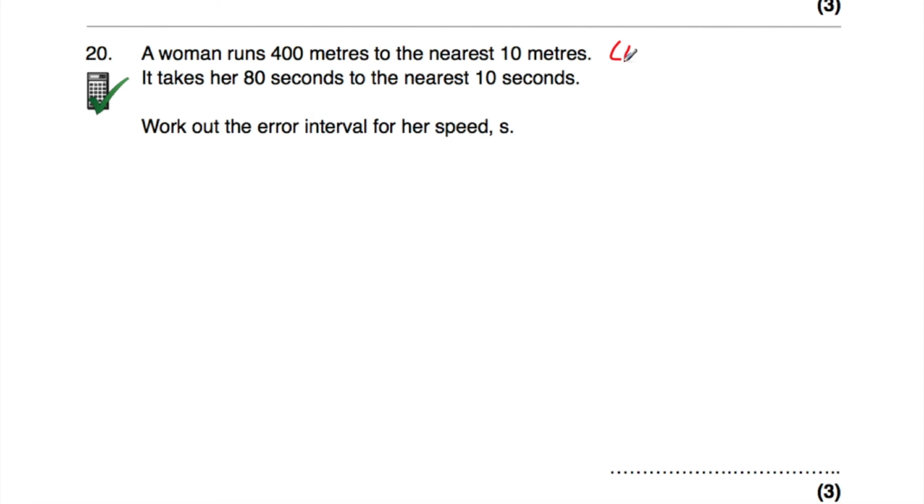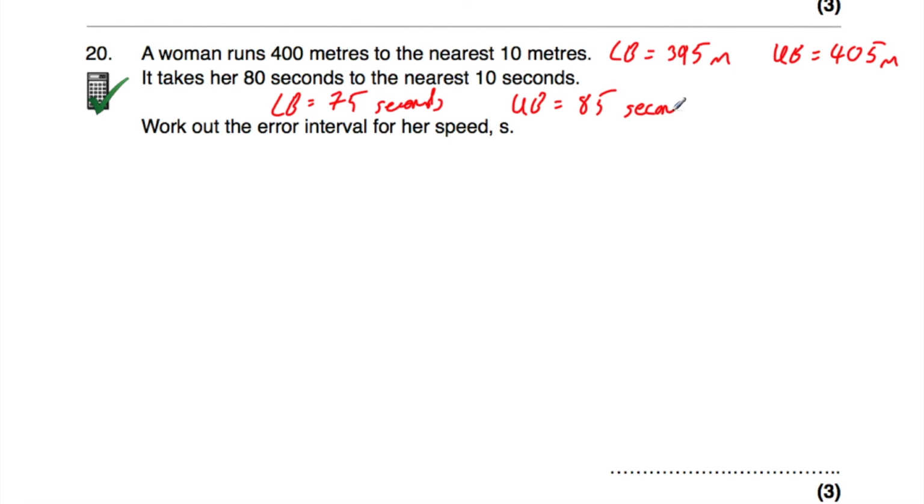So that means the lower bound for the distance she ran would be 395 meters and the upper bound, the boundary, would be 405 meters. So anything up to but not including 405 meters. And it takes her 80 seconds to the nearest 10 seconds. So that means the lower bound for the amount of time taken would be 75 seconds and the upper bound, it would have taken her up to but not including 85 seconds.